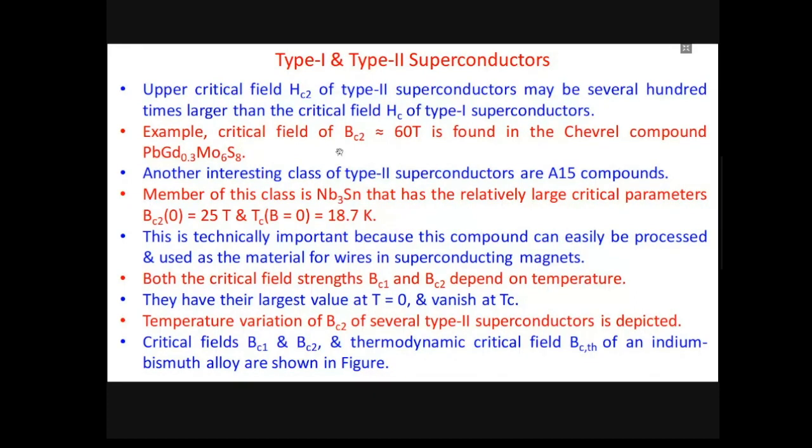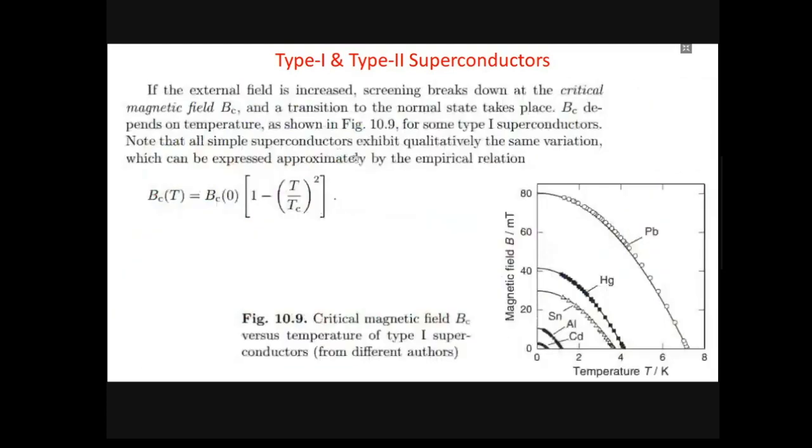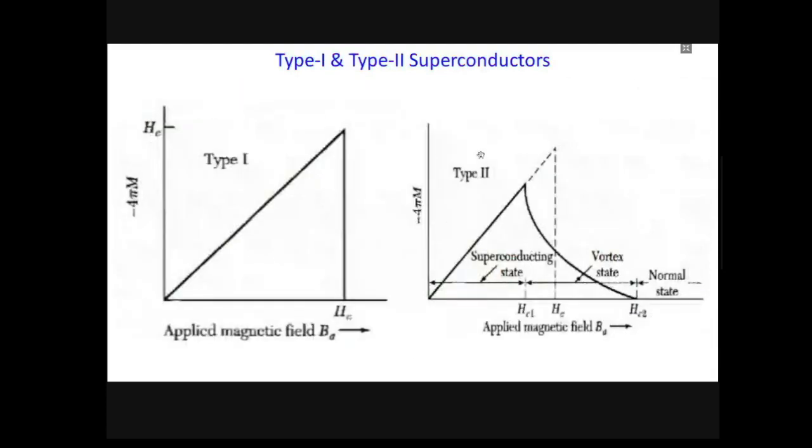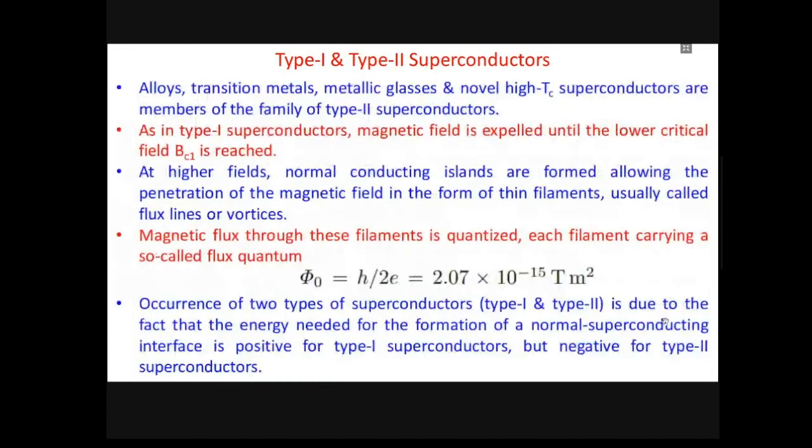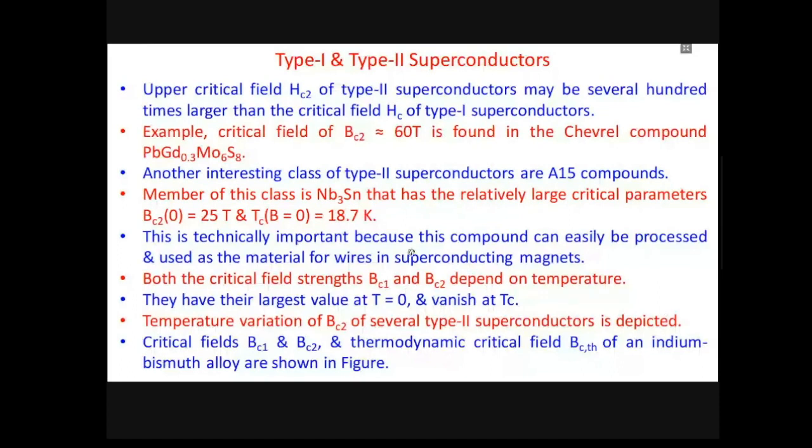Basically, this upper critical field comes under the type 2 superconductor. Around 60 Tesla we require to break the superconducting state to the normal conducting state in the case of this compound. They call it a Chevrel compound. This is lead gadolinium molybdenum sulfide. Another interesting class of type 2 superconductors are the A15 compounds.